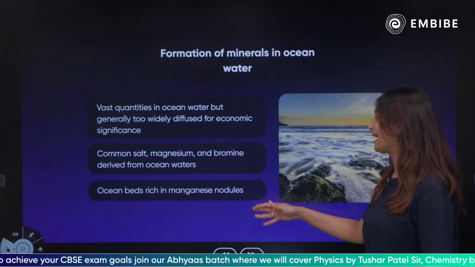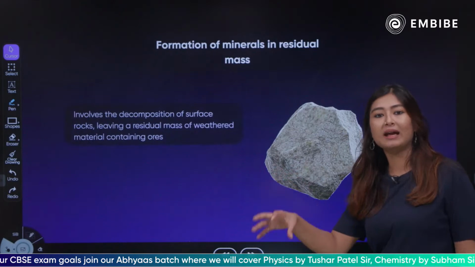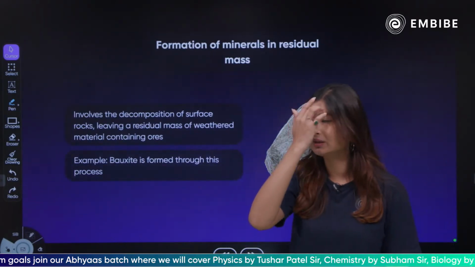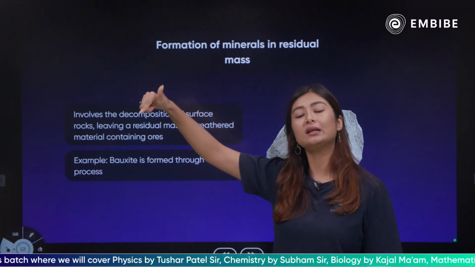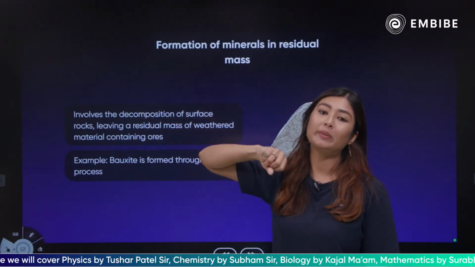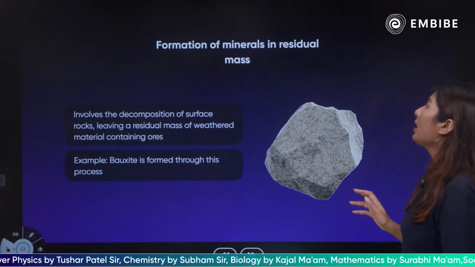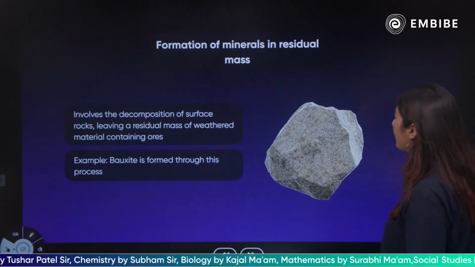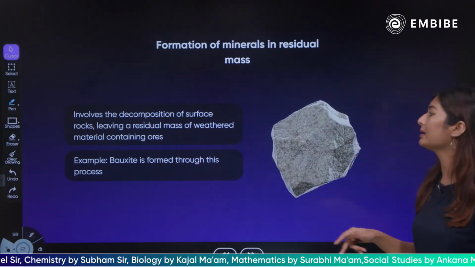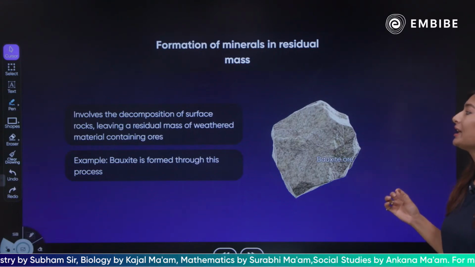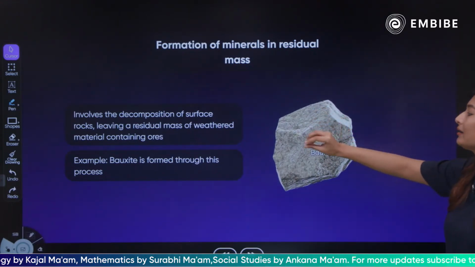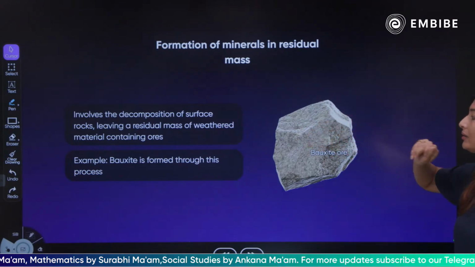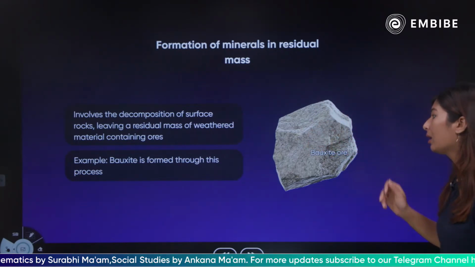Ocean beds rich in manganese nodules. ओशन बेड्स में मैगनीज नोड्यूल्स बहुत मिलते हैं. For example, around the Indian Ocean you will find a lot of manganese nodules. We do obtain a lot of manganese from there. ठीक है. Now, formation of minerals in residual mass. What do you mean by residual mass? So it involves the decomposition of surface of rocks, leaving a residual mass of weathered material containing ores.